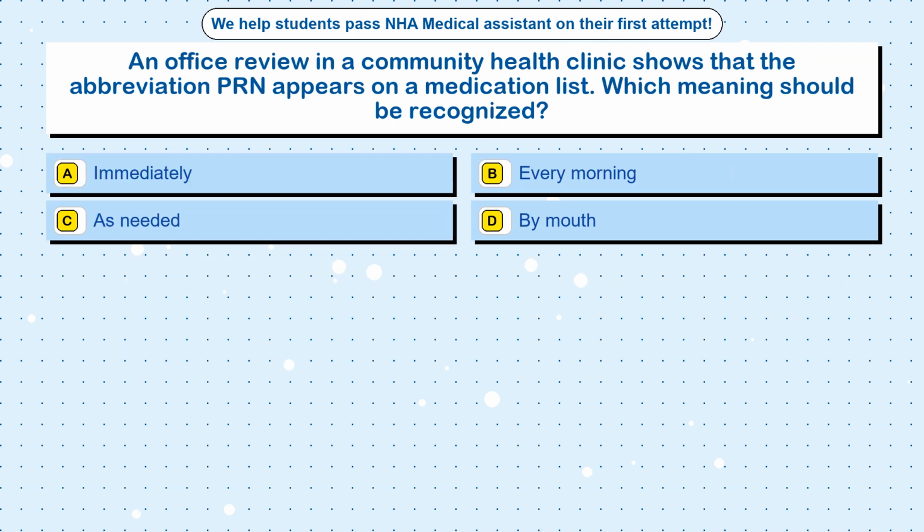Question 64. An office review in a community health clinic shows that the abbreviation PRN appears on a medication list. Which meaning should be recognized? Option A, immediately. Option B, every morning. Option C, as needed. Option D, by mouth.